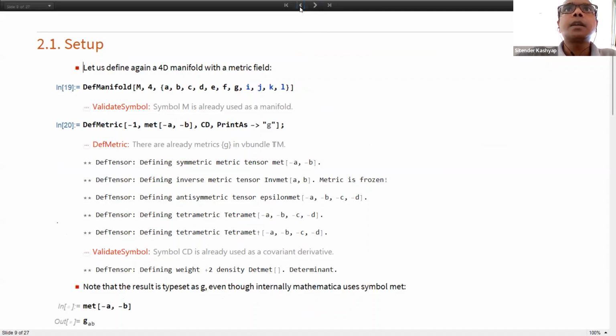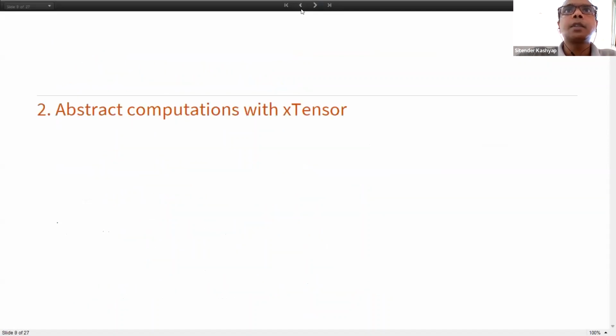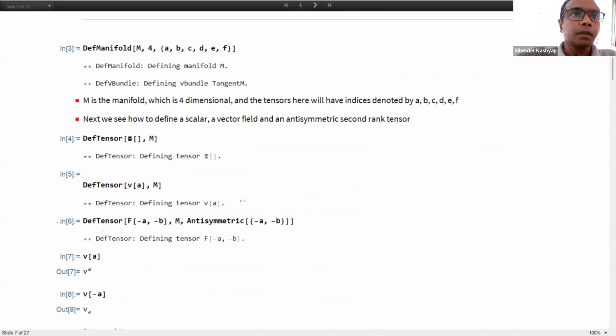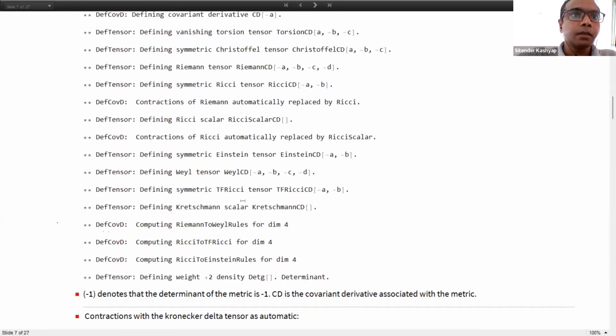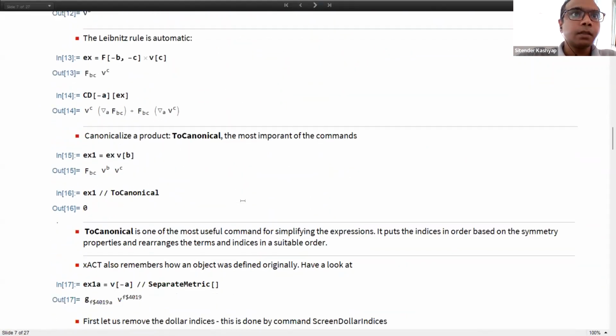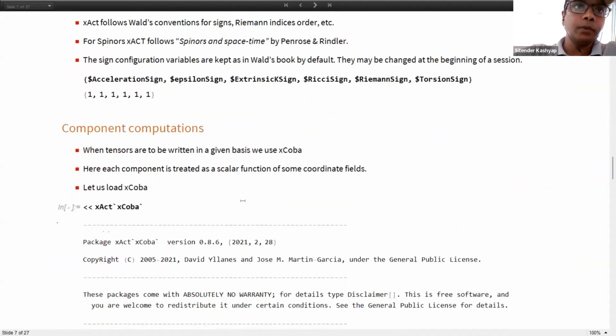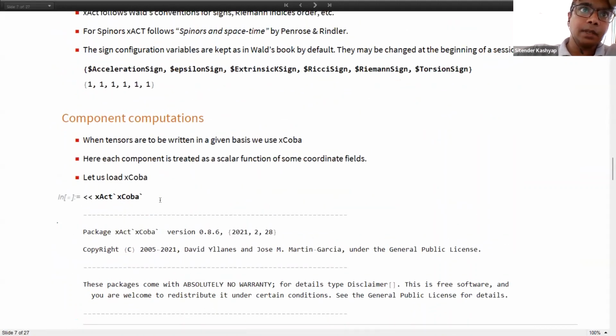Let me go back. I have to clear some things. Okay, before that, let's see a little bit of xCoba. So xCoba is when we restrict our computation to a particular chart. xCo means coordinate, BA basis. So let's load xCoba.